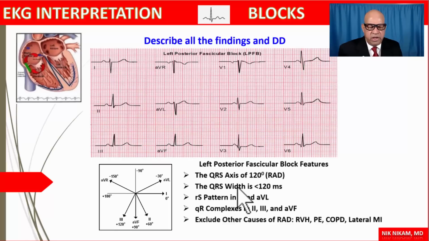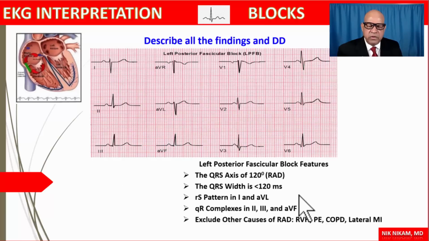The QRS width is less than 120 milliseconds. As we can see here, there is no prolongation of the QRS interval. We see an RS pattern in 1 and AVL. This is what we are seeing, a small R and a deep S wave in lead 1 and AVL. Then we see a QR pattern in leads 2, 3, and AVF. When we are looking at this, we need to consider right ventricular hypertrophy, pulmonary embolus, chronic obstructive pulmonary disease, or lateral myocardial infarction. Let's move on to the next tracing.